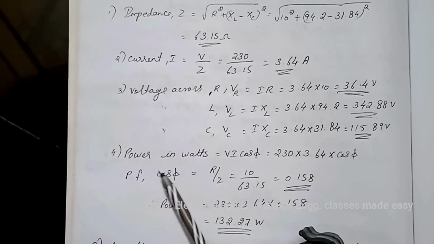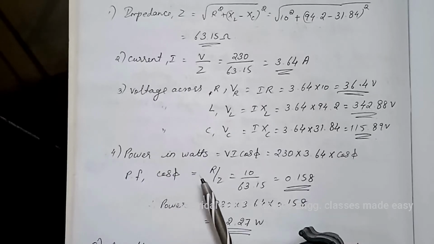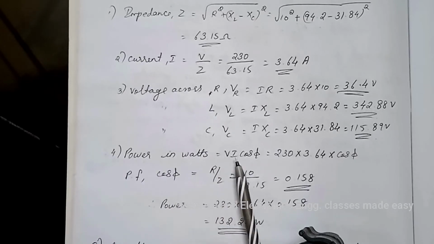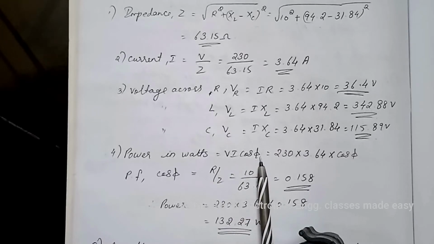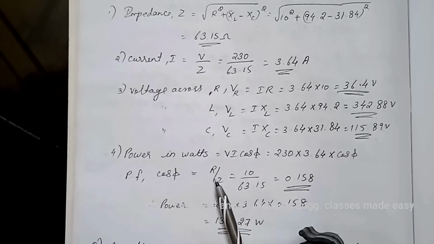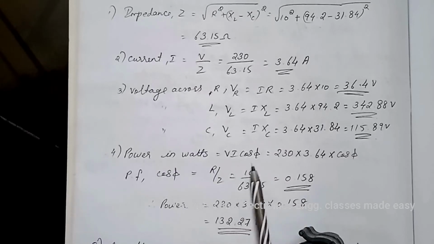Now we have to calculate the power in watts and the power factor. Power in watts is VI cos phi. So in this case we have to find cos phi, that is, the power factor cos phi is equal to R by Z, that is 10 by 63.15 equal to 0.158. Now the power is equal to VI cos phi, that is 230 into 3.64 into 0.158, and we get 132.27 watts.